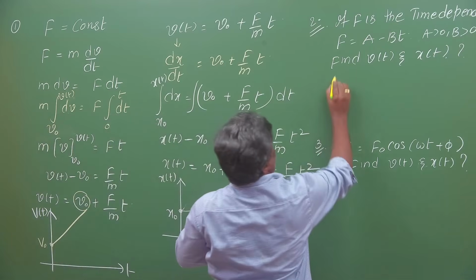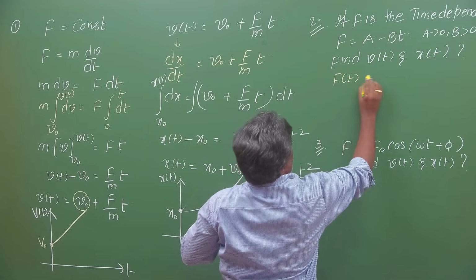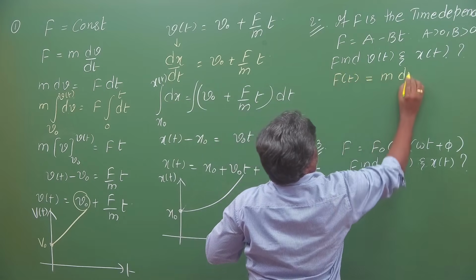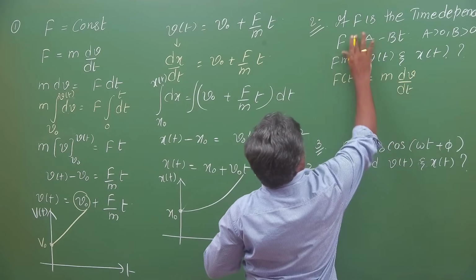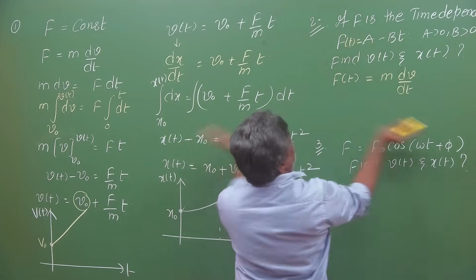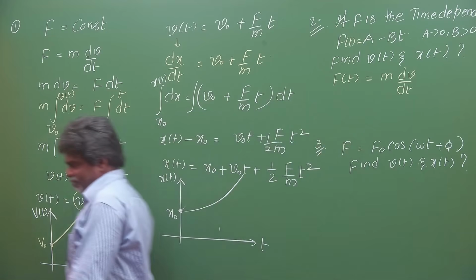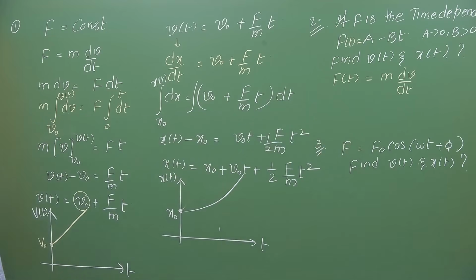Next one, F of t given. F of t equal to m dv by dt. Just cross multiply, your job is done. Don't copy, do it yourself.